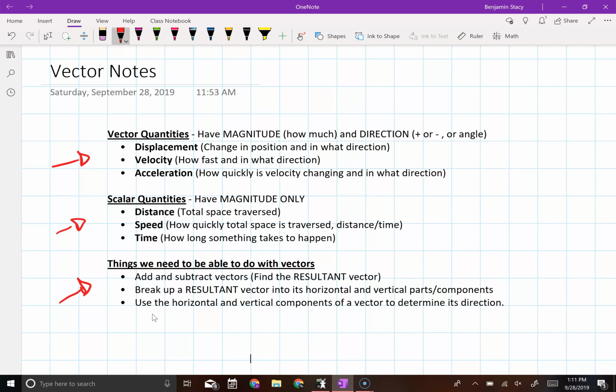And those parts that are horizontal and vertical are going to be parallel to the x and y axes respectively. So the horizontal component is going to be parallel to the x-axis, the vertical component parallel to the y-axis. And that's real convenient because the x and y axes are perpendicular to each other. So we like to keep our vector components perpendicular if possible. And we also need to use the horizontal and vertical components of a vector to determine its direction.